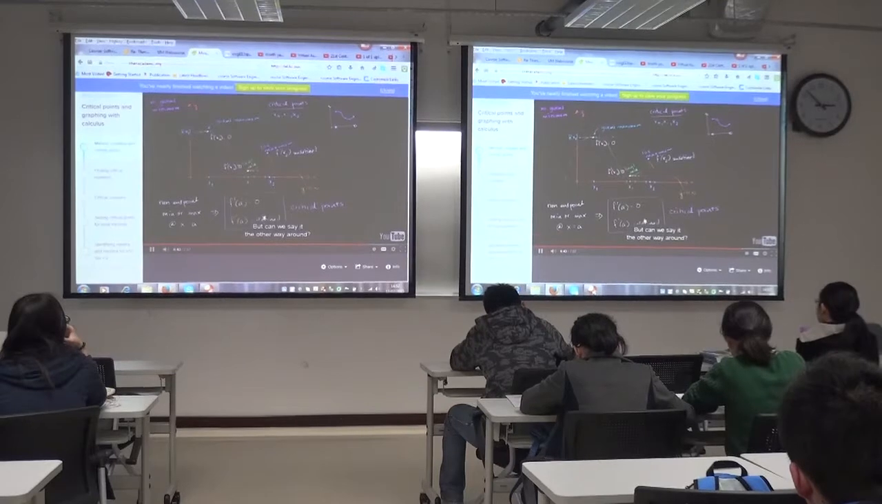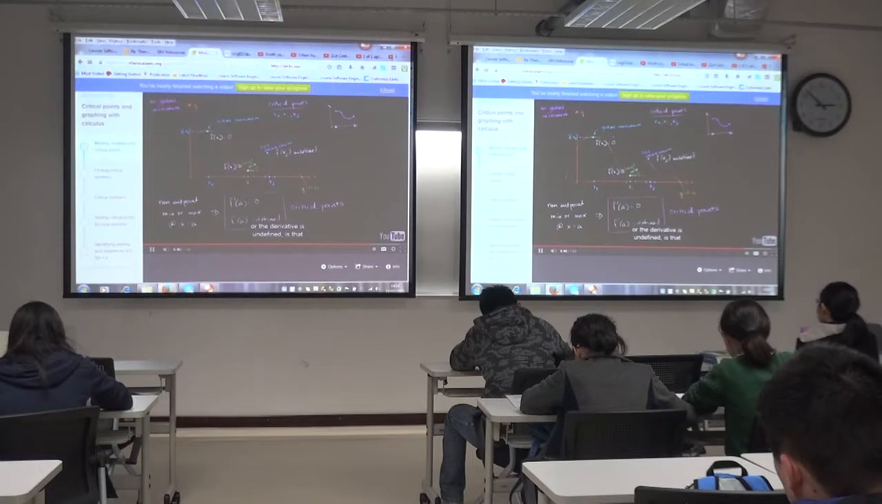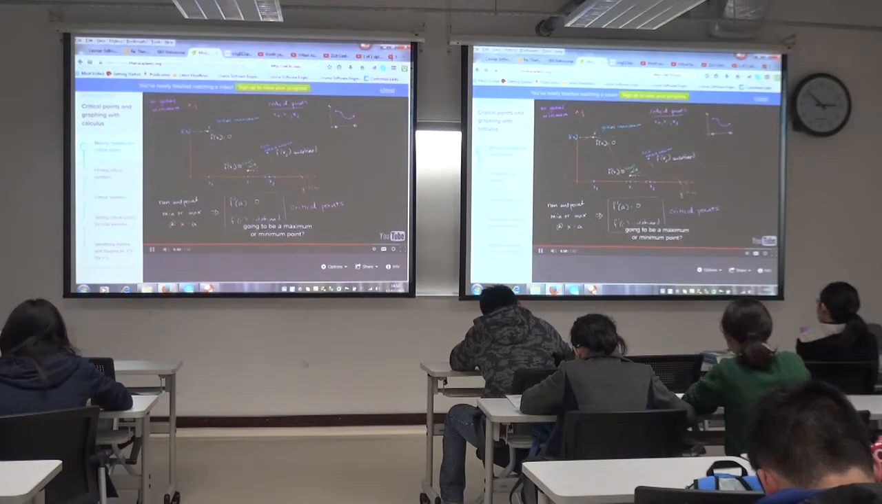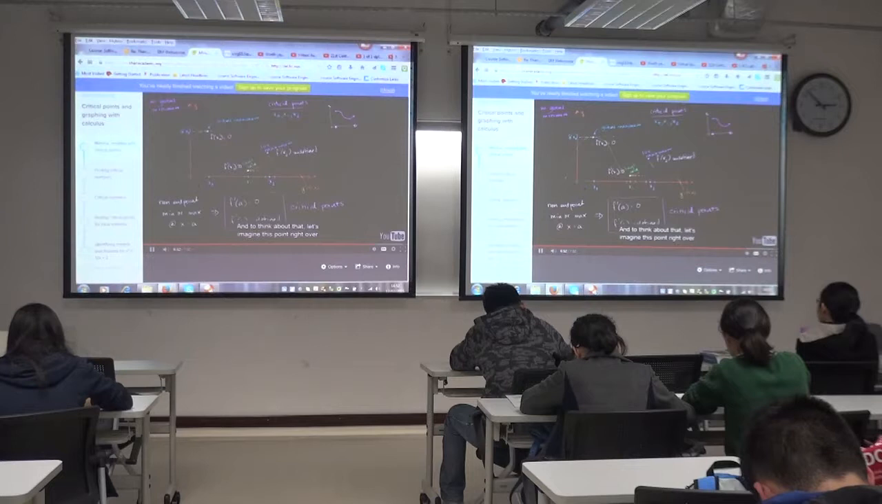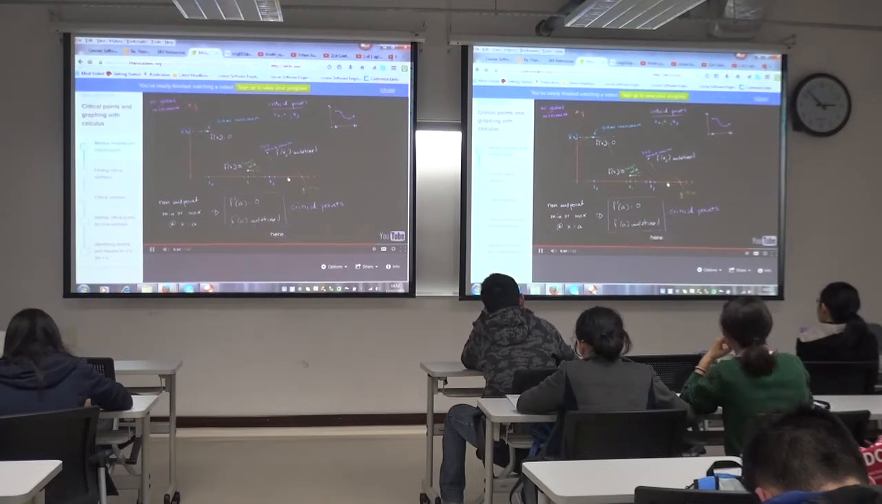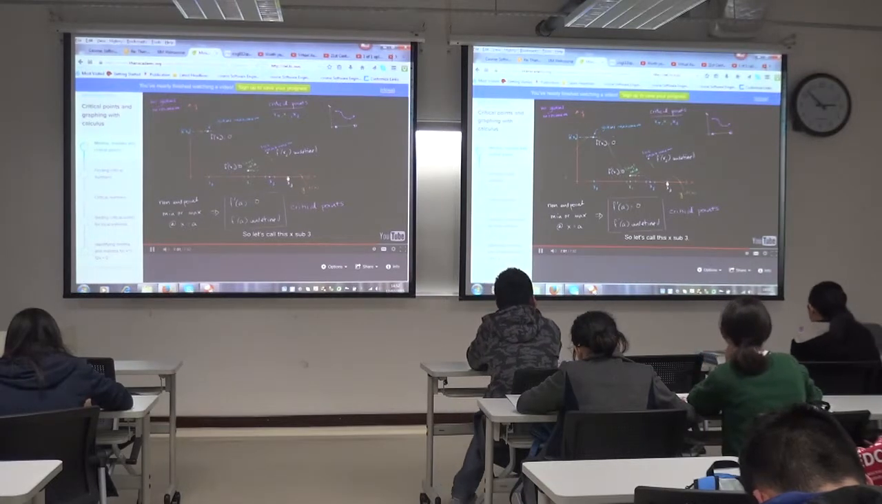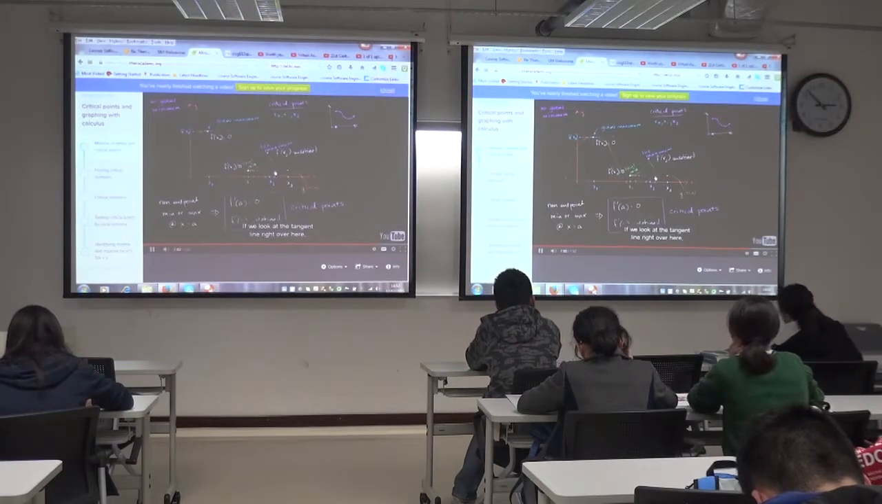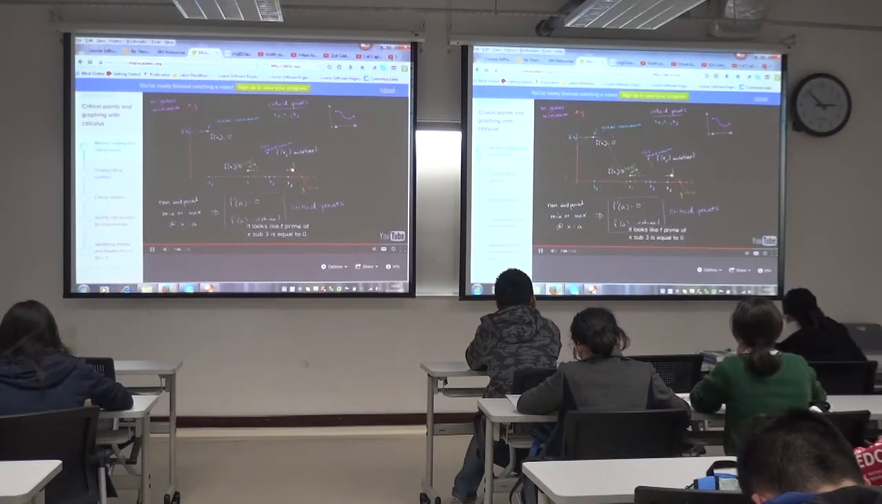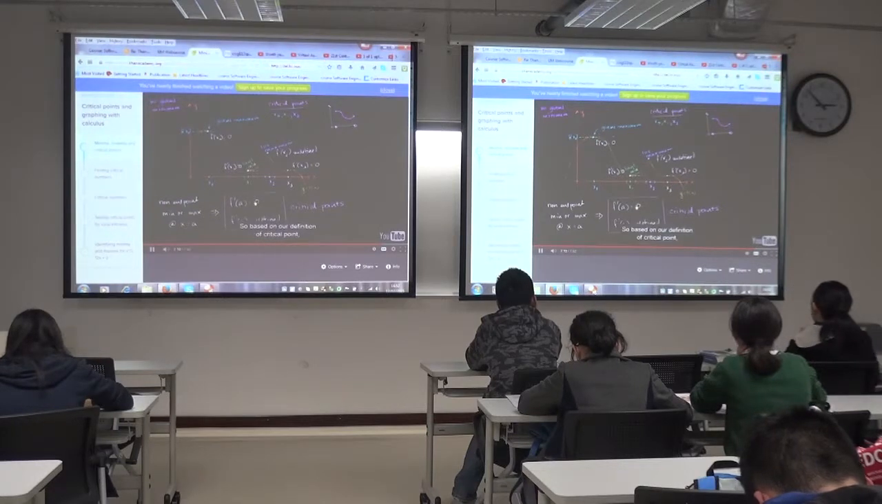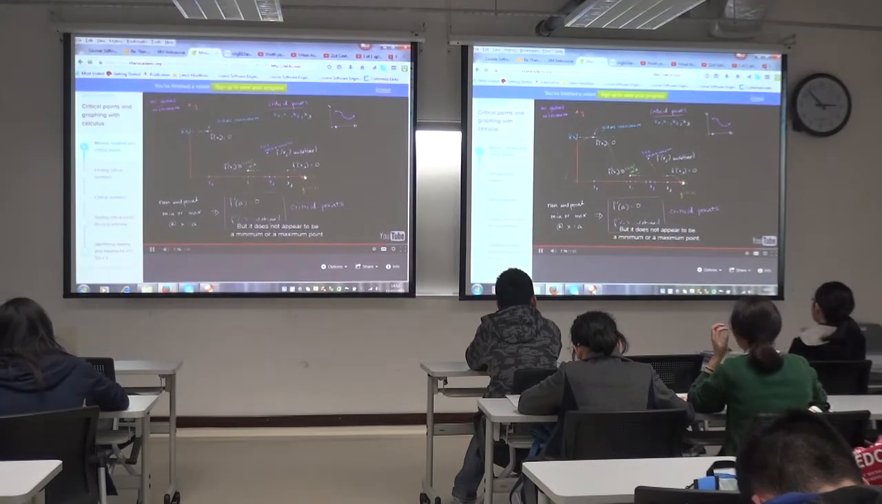But can we say it the other way around? If we find a critical point where the derivative is 0 or the derivative is undefined, is that going to be a maximum or minimum point? And to think about that, let's imagine this point right over here. So let's call this x sub 3. If we look at the tangent line right over here, if we look at the slope right over here, it looks like f prime of x sub 3 is equal to 0. So based on our definition of critical point, x sub 3 would also be a critical point, but it does not appear to be a minimum or a maximum point.